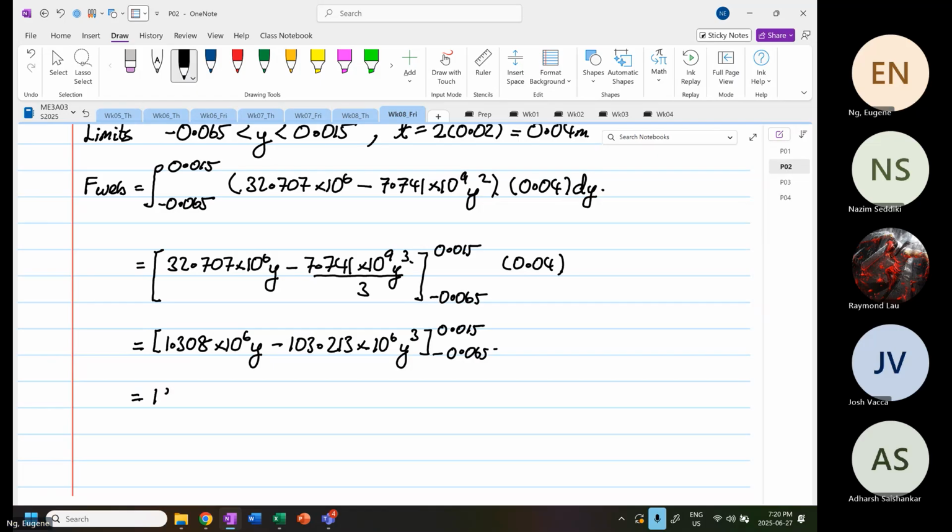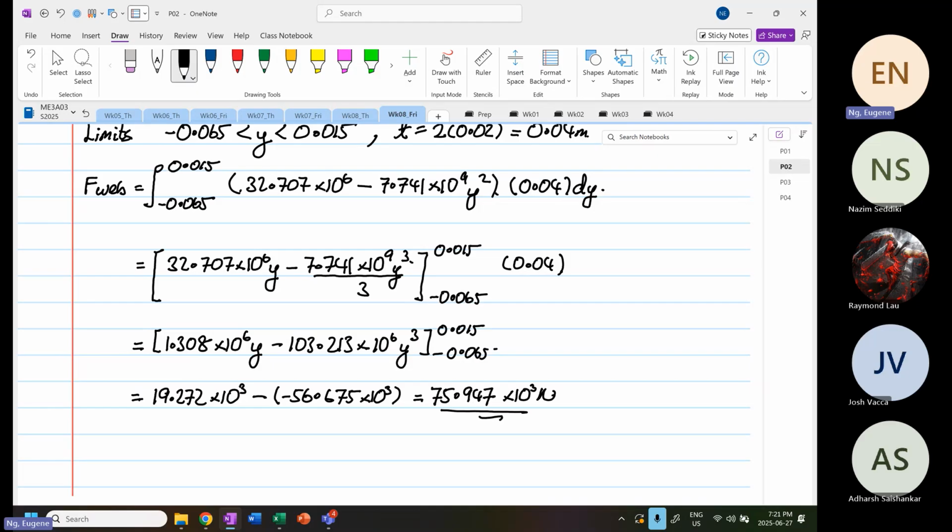That is equal to 19.272 times 10 to the power 3. And then minus 1.308 times 10 to the power 6 times, now you have to include the minus 0.065, and then minus 103.213 times 10 to the power 6 times minus 0.065 cubed, which is equal to minus 56.675 times 10 to the power 3. So 19.272 plus 56.675 is equal to 75.947 times 10 to the power 3 Newton.